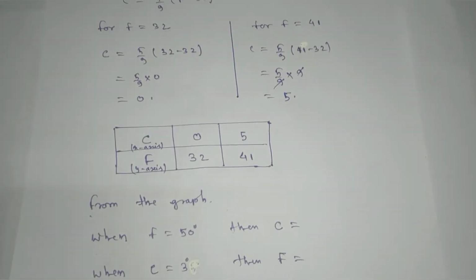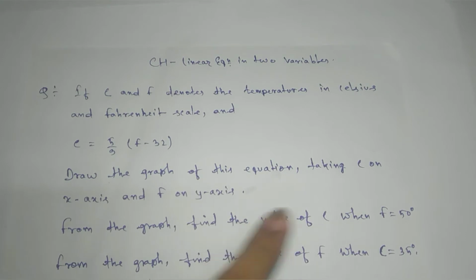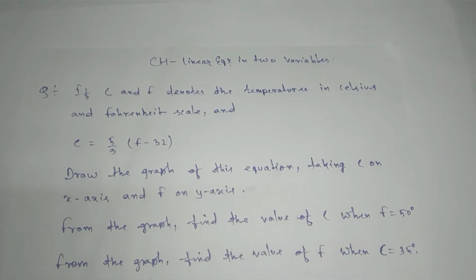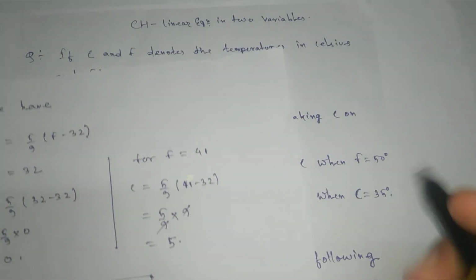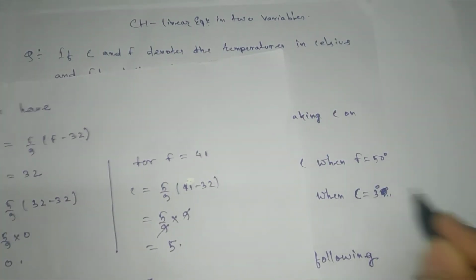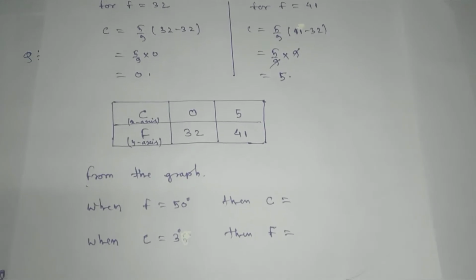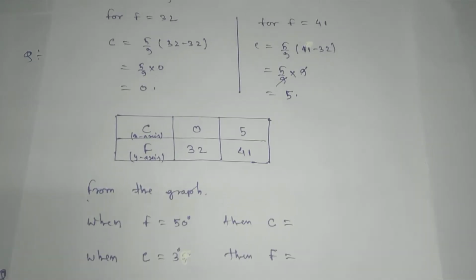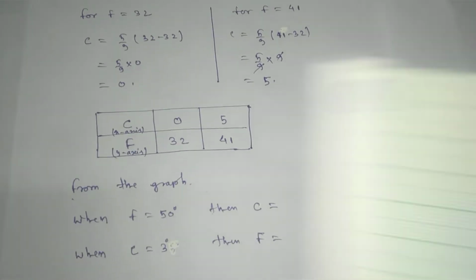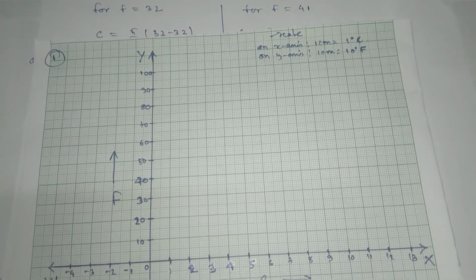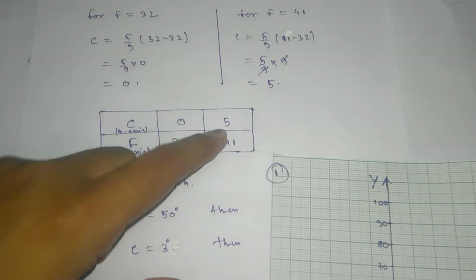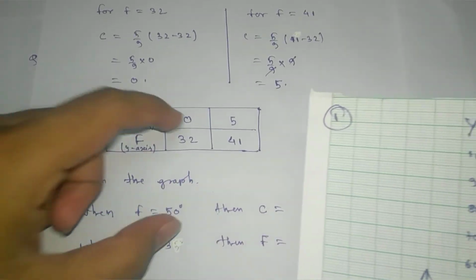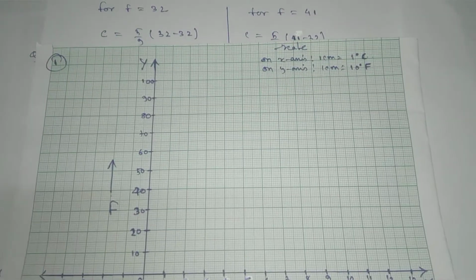Next, what they are asking: from the graph find the value of C when F equals 50, and from the graph find the value of F when C equals 3 degrees. Okay, so here we're going to find the solution. So let's see. Here we have the graph. Now what we're going to do in the graph, you need to look at the solution and what they are demanding. According to that, we'll draw the graph.